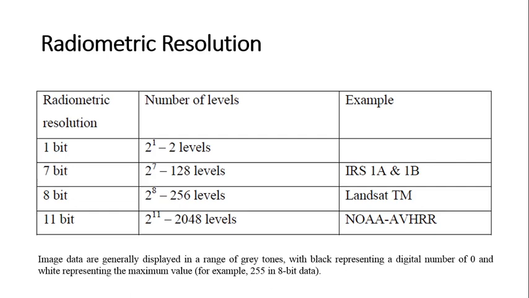So this means that the image data is generally displayed in the range of gray tones. And actually, when you capture an image and the data has been processed, it is in gray level form. So here the black is represented by a digital number 0 and white is represented by the maximum value. For example, for 8-bit data resolution, which has 256 levels, the white is represented by the number 255.